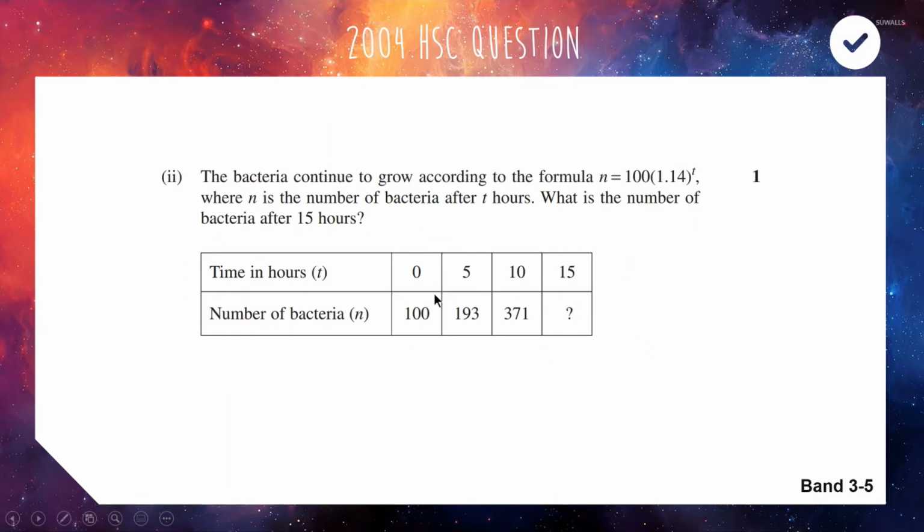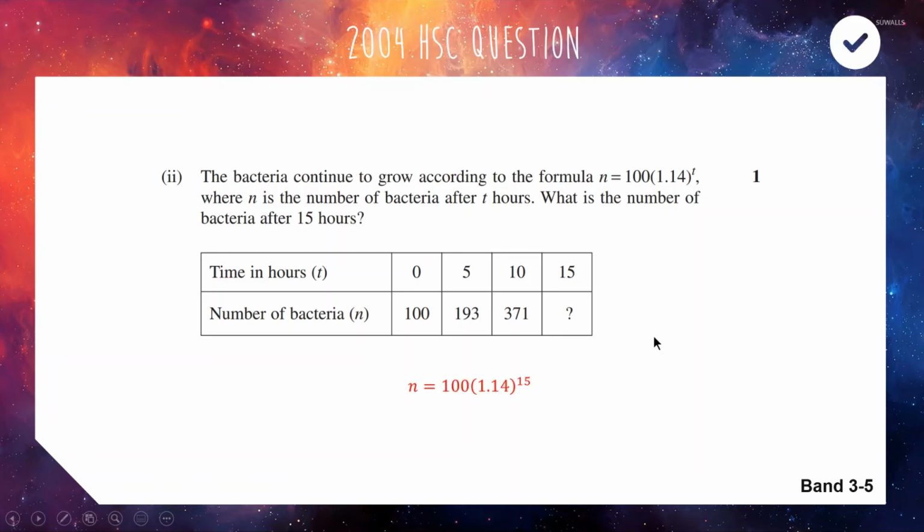They've already filled out 3 sections of it for us. They want us to figure out the 4th section to get 1 mark. So the question is, what are we going to do with this 15? Well, the 15 is a value of T, so we're going to put it into this equation. We're going to do 100 multiplied by 1.14 to the power of 15. That's going to give us N, which is the answer we're looking for in this question mark space right here.